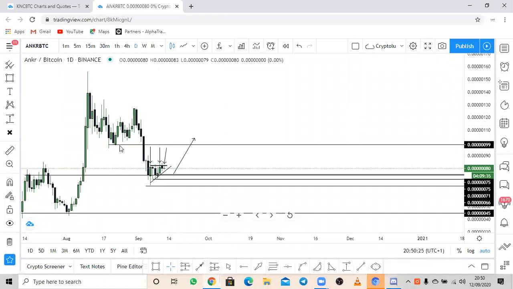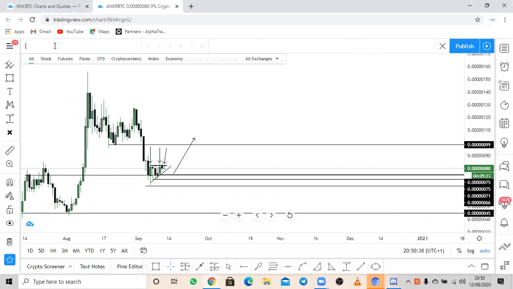So let me move to the next one. Okay, now the next coin here is COSBTC. COS is actually a good coin for the long term.